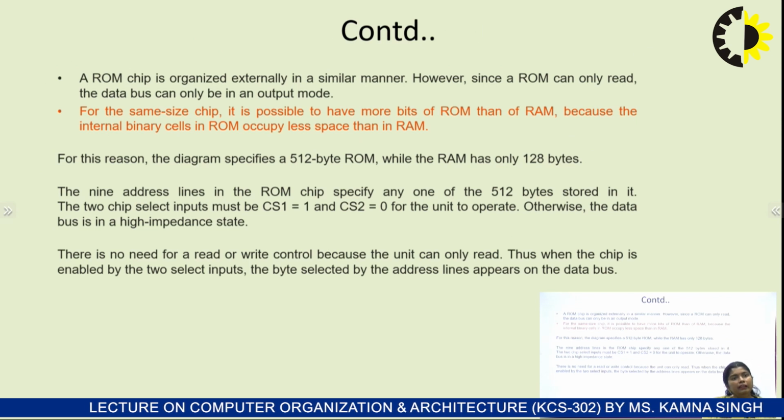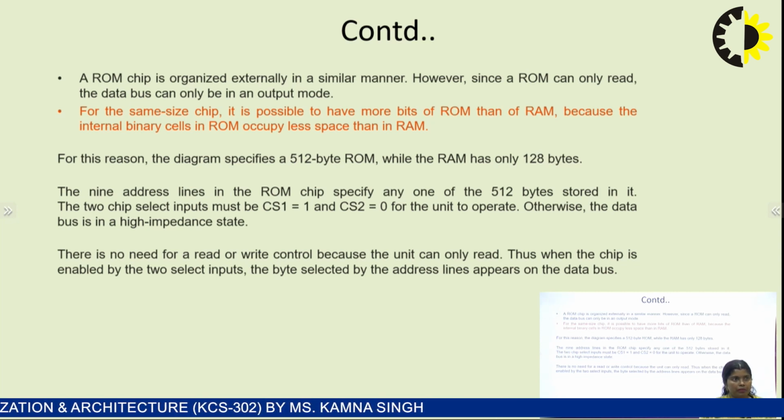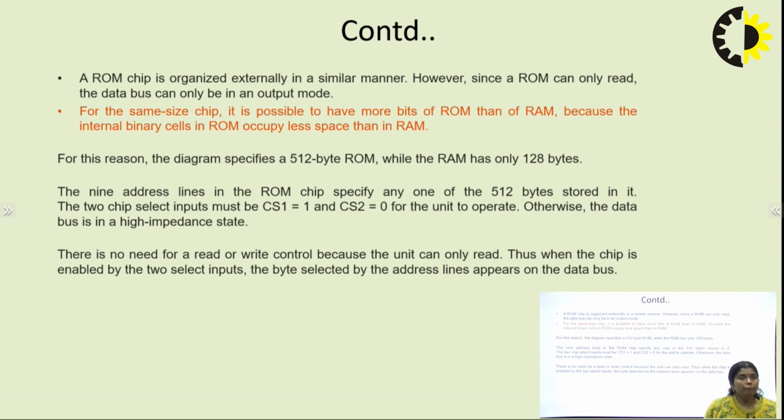There is one more term we have to know: for the same size of chip, meaning a RAM chip or a ROM chip of the same size, it is possible to have more bits of ROM than of RAM. Why? Because the RAM has reading and writing capability, but the ROM has only reading capability. We cannot update it. The binary cells in the ROM occupy less space than in the RAM. That's why for the same size chip, it is possible to have more bits of ROM than of RAM.